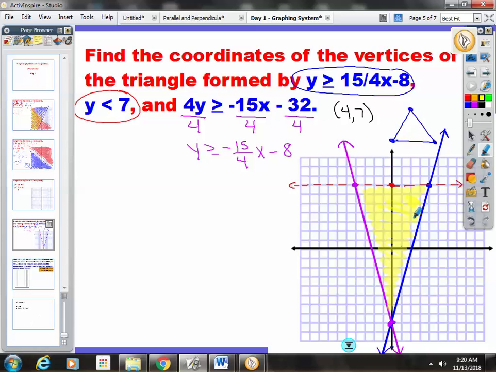Okay, we've got 4, 7, right over here. That was the one we established a second ago. We have a point of intersection, a vertex, here on our y-axis. What's this ordered pair? 0, negative 8. And we've got one more over here. Negative 4, 7 is correct.